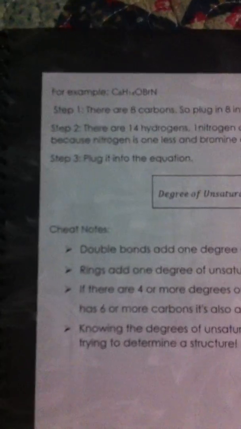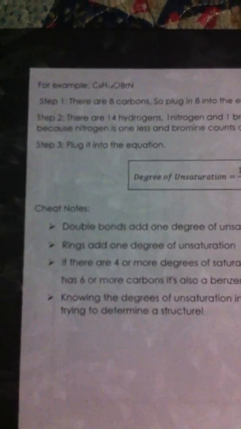You're going to count the hydrogens. Now, if you look closely, there's a nitrogen and a bromine. So the nitrogen takes 1 away, and the bromine adds 1. So technically, they cancel out, and you still have 14 hydrogens. You plug value A and value B into the formula, which gives you 18 minus 14, which is 4, divided by 2, gives you 2 degrees of unsaturation. So this formula has 2 degrees of unsaturation.